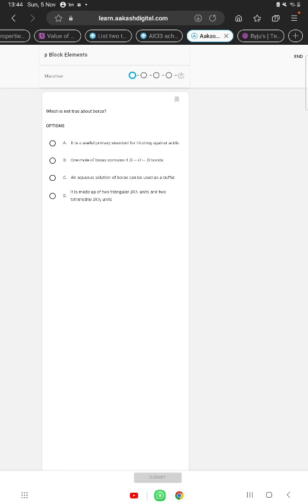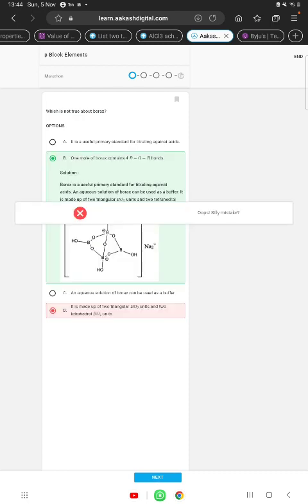Which is not true about borax? It is useful as a primary standard for titrating against acid. 1 mole of borax contains B-OH bonds, and an aqueous solution of borax can be used as a buffer. It is made up of triangular BO3 units and 2 tetrahedral BO4 units. Option B. 1 mole of borax contains 4 B-OH bonds.